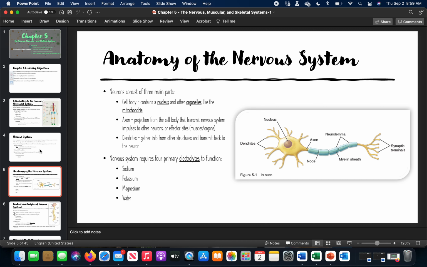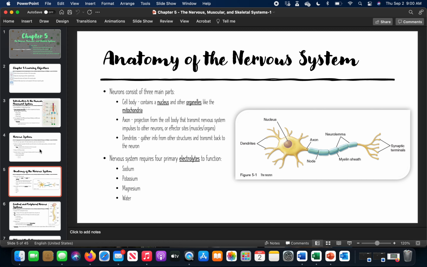So here's your nerve, your neuron. All right. This is your true neuron. Make sure that you understand each component. You have your nucleus, and within that nucleus, or surrounding that nucleus, you do have the cell body.